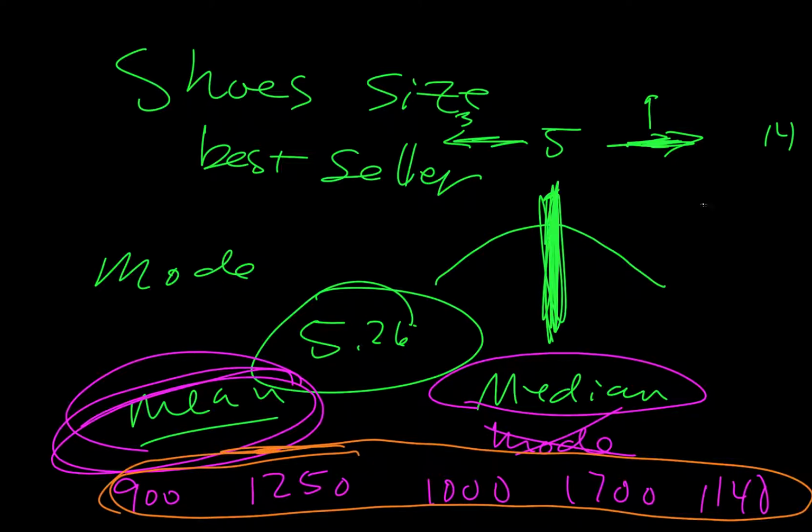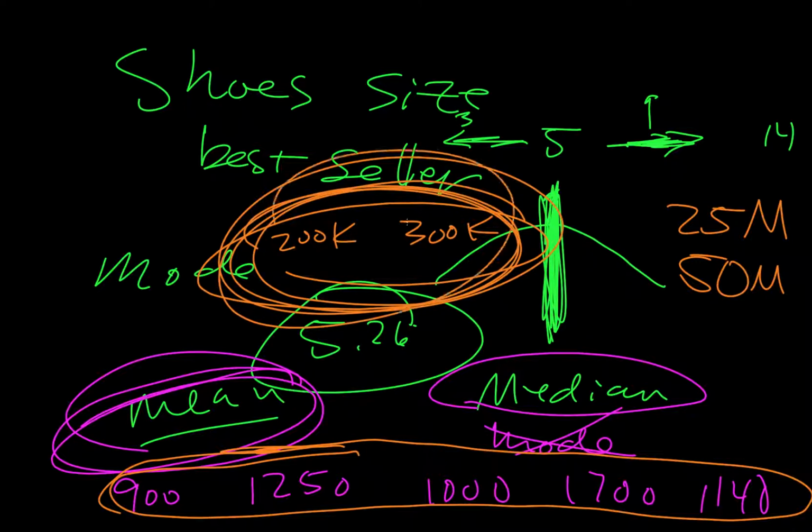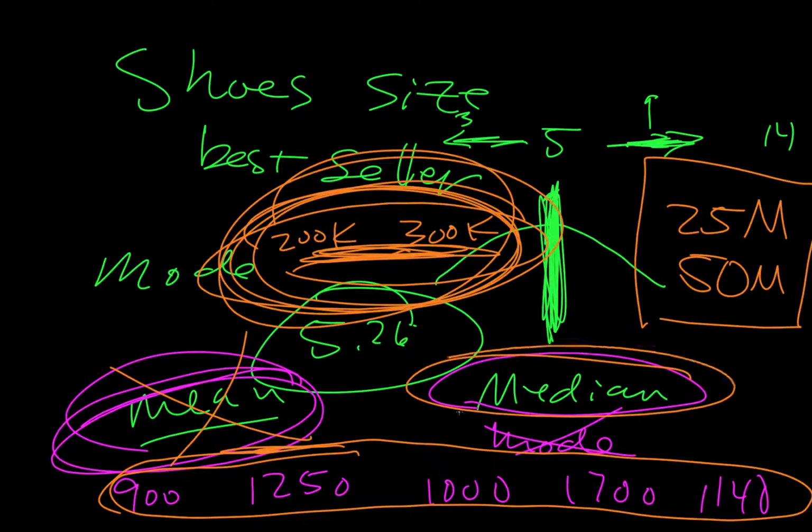Now, if we're talking about houses, and let's say we have like a 200K, 300K, 25 million, 50 million, and then the rest are like in this range. So if it's more likely that they'll be in this range, and we just have two large purchases that will throw off the average, we don't want to use the mean in that case. Instead, we would use the median. Once again, the mode is not very useful because we're not going to see a lot of houses sell for the exact same amount.